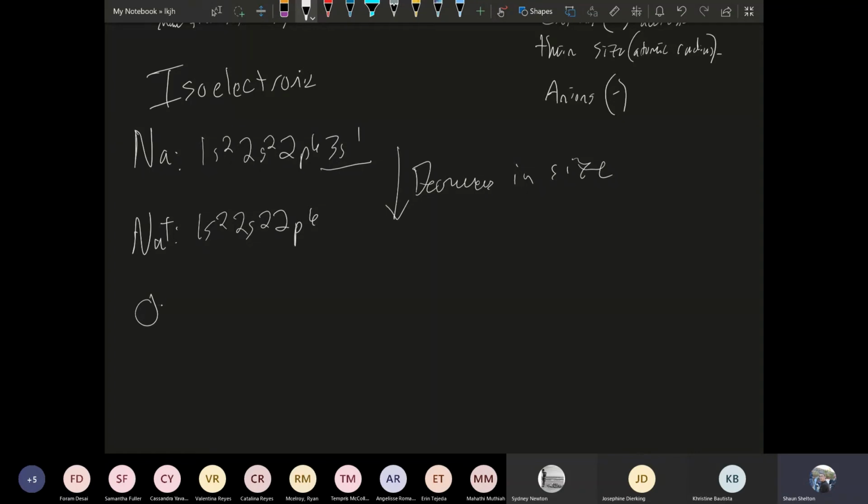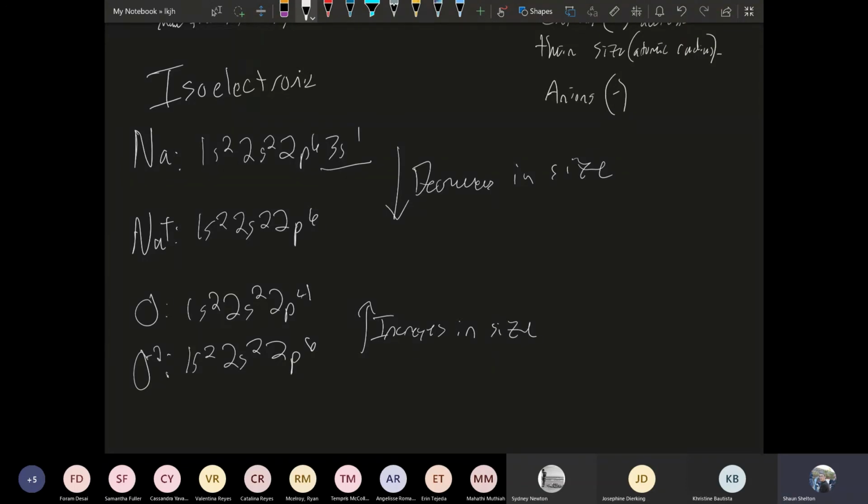Now, when I look at oxygen, oxygen's got 1s2, 2s2, 2p4. That's its configuration. We just talked about oxygen with the -2 having a larger radius. All right, now oxygen with a -2 is 1s2, 2s2, 2p6. So as you add the extra electrons in, you cause the radius to increase. So it increases in size because you add those extra electrons in.